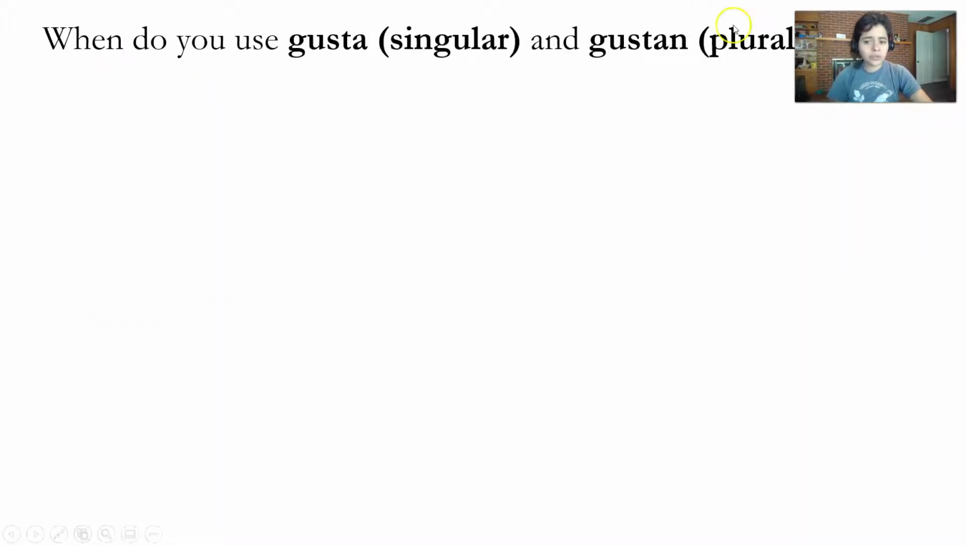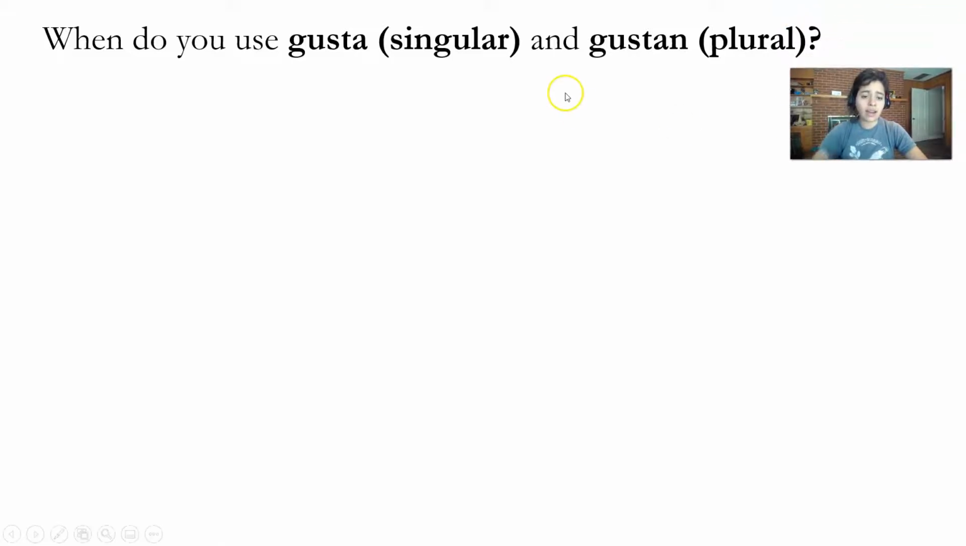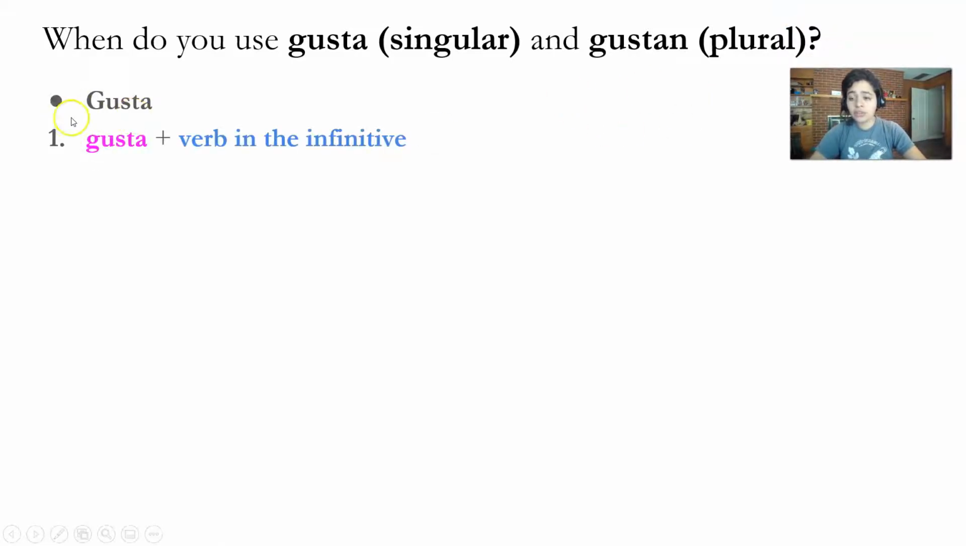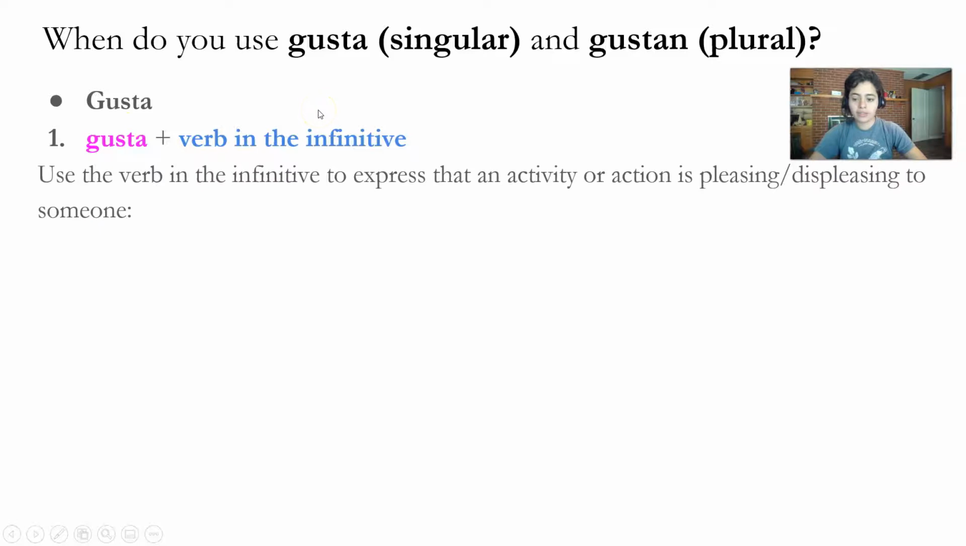So when do you use gusta singular and gustan plural? You use gusta when you have a verb in the infinitive as the subject. So when you're expressing that an action or an activity is pleasing or displeasing to you or to someone else. Me gusta correr. Translated it would be I like to run. Literally translated it would be to run is pleasing to me. Correr is the subject, so it has to agree with the verb gustar. So you use the third person singular because the subject is a verb in the infinitive.